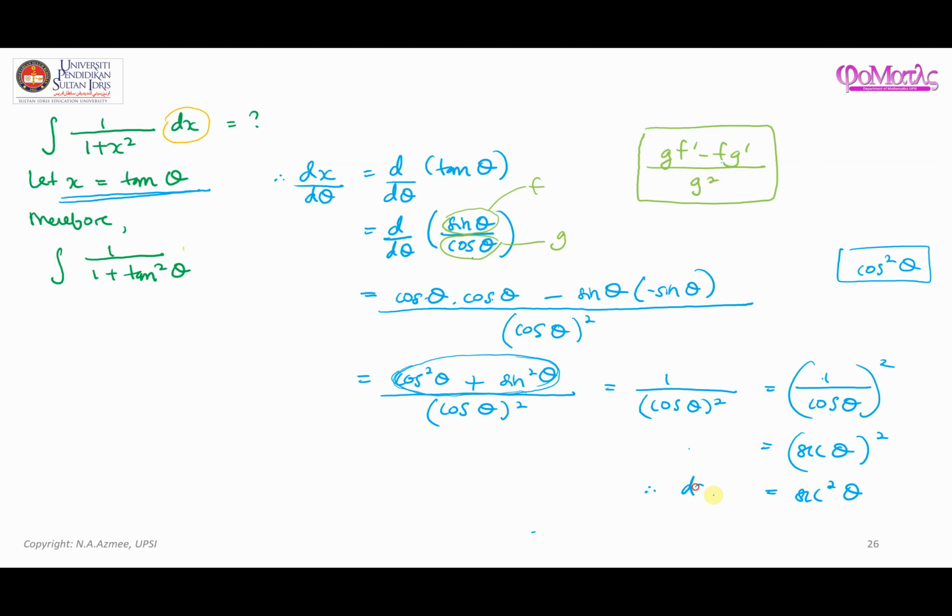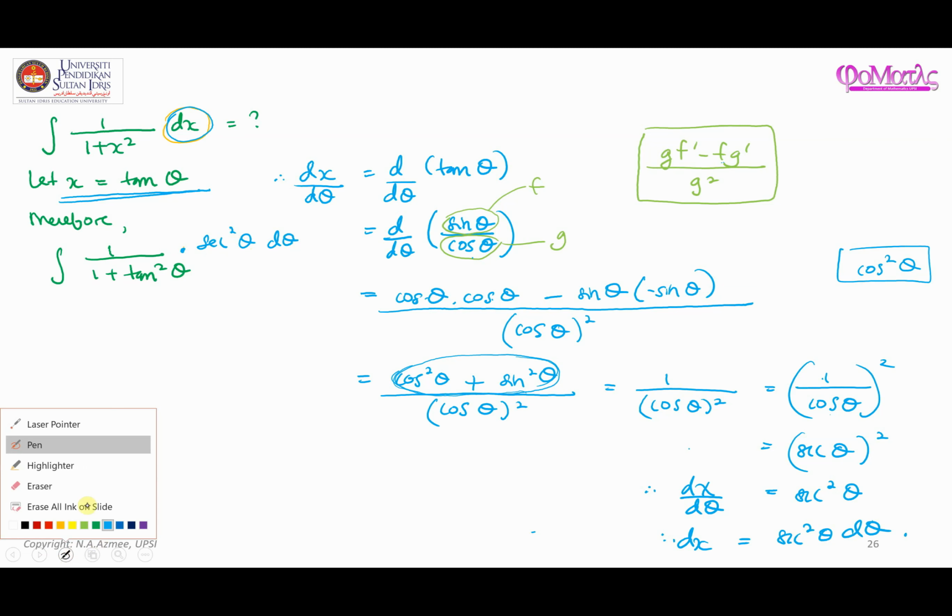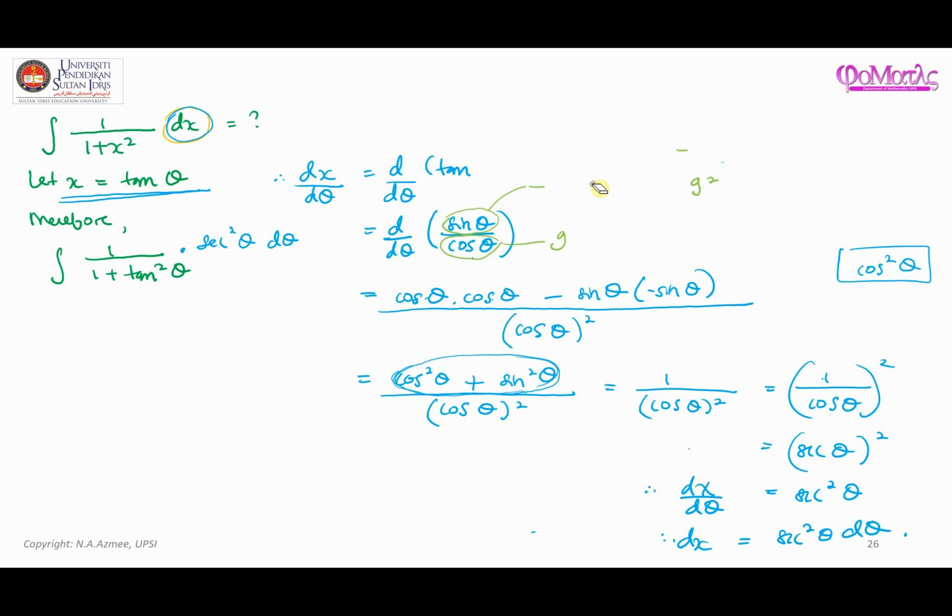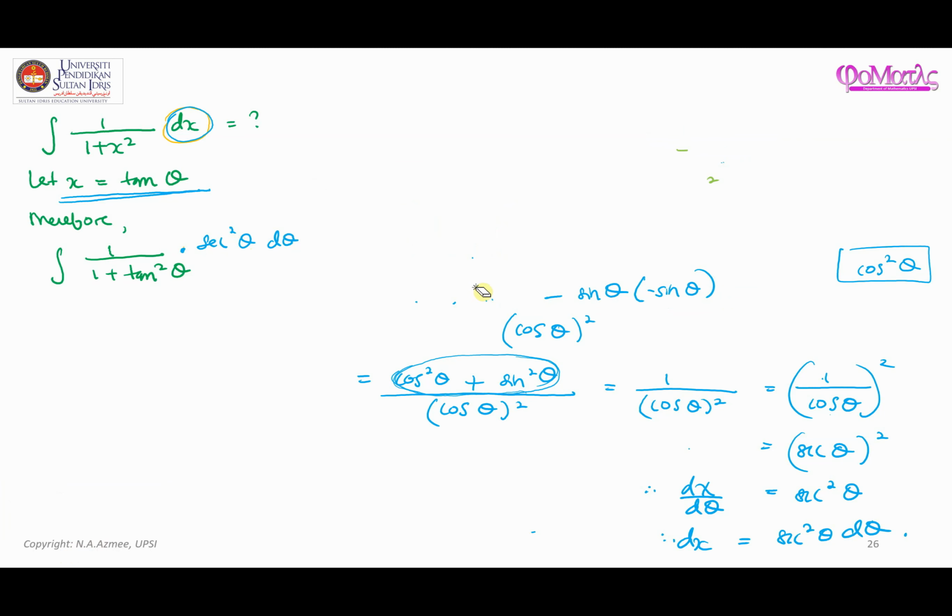So therefore dx d theta is equal to secant squared theta, and therefore dx is secant squared theta d theta. Right, so that's what we're going to do. We're going to write down the result here: dx is equal to secant squared theta d theta. I'm just going to erase this part, because we're done with showing the result of the derivative for tangent theta.